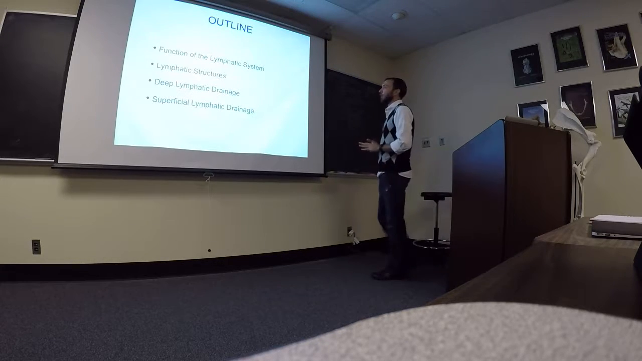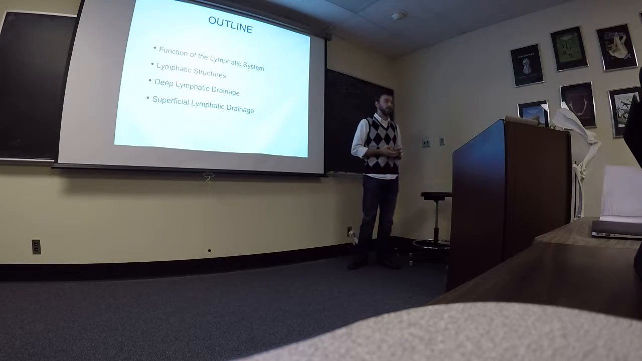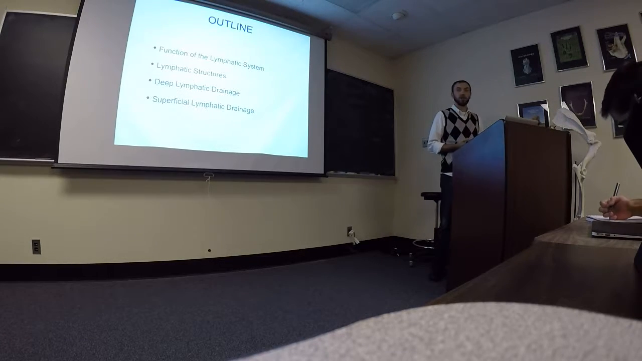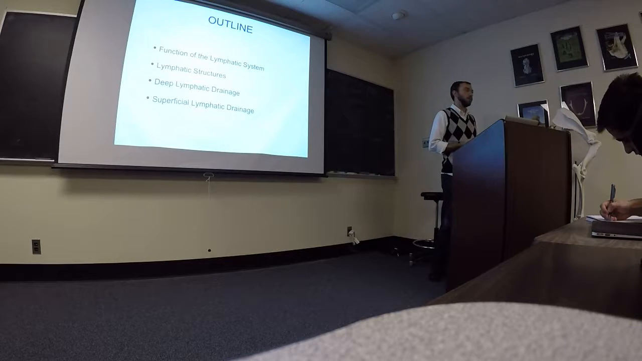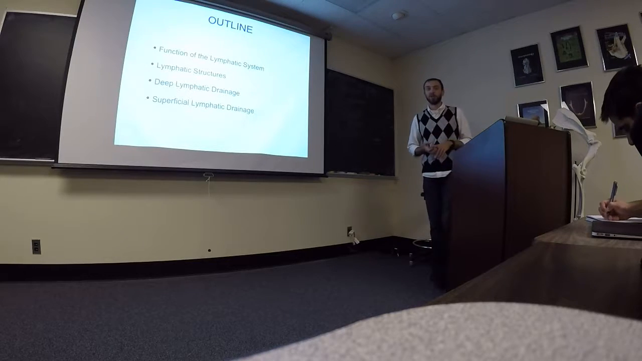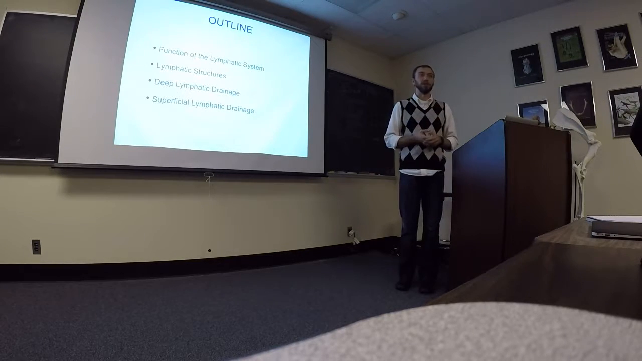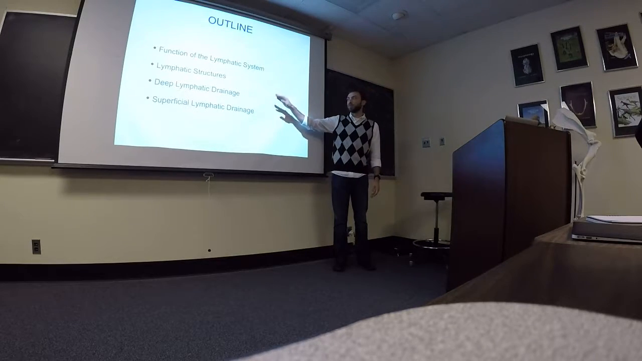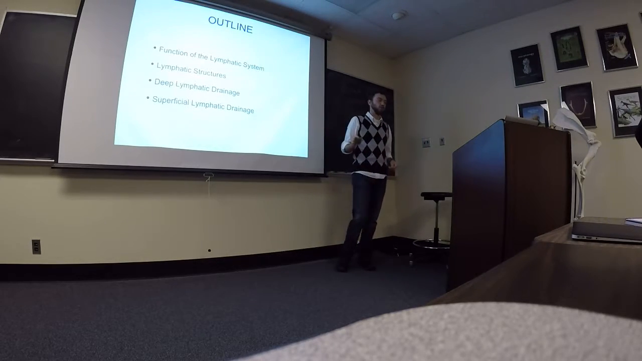Okay, so we'll start by outlining what the function of the lymphatic system is. Why do we have one? Then we'll look at the different lymphatic structures, some of which are visible in dissection, a lot of which are not, which is why we don't talk about this a lot in a gross anatomy lab, because a lot of these structures are not gross anatomy, they're too small. And then we'll look at lymphatic drainage patterns, both deep and superficial.